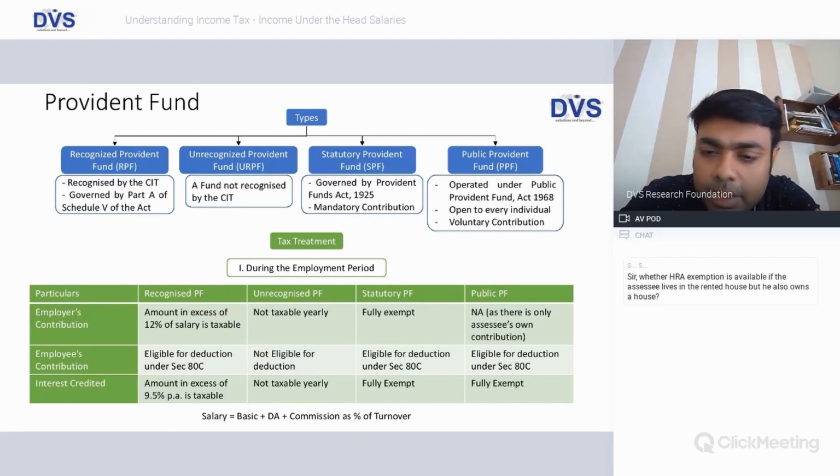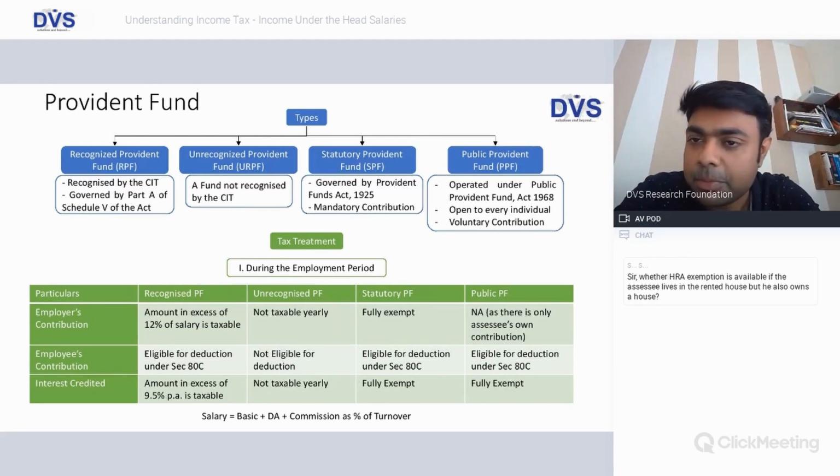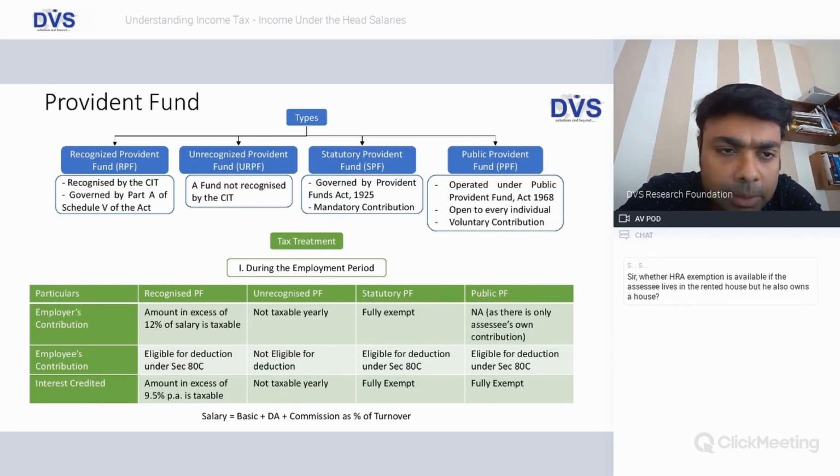We'll get into relief under 89 at a later point in time, where we might have to spend a lot more time to understand what it means. Provident Fund: there are different types of Provident Fund, recognized Provident Fund, unrecognized, statutory, or public Provident Fund. How does it work? During the course of employment, employer's contribution to recognized provident fund up to 12% of salary is not taxed. Beyond that is taxable.